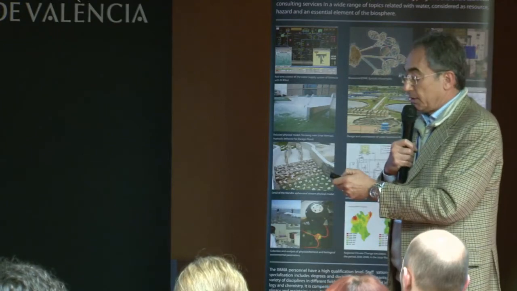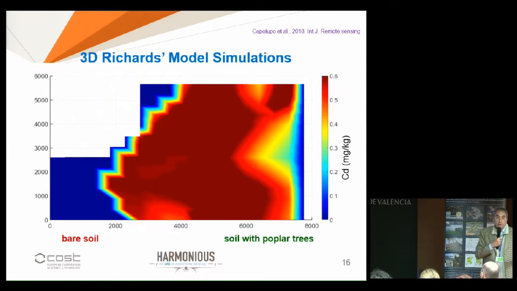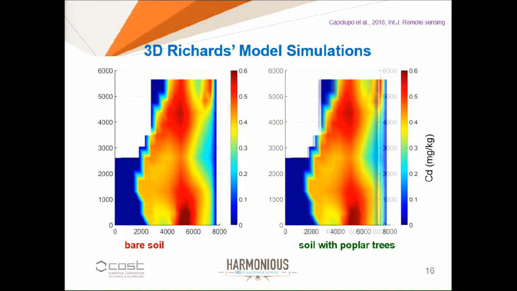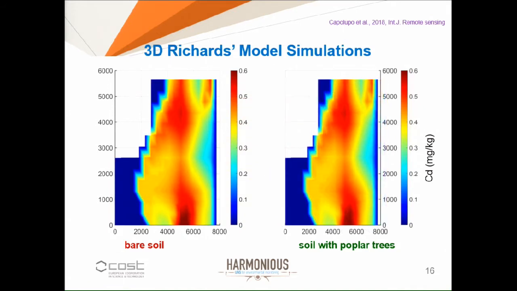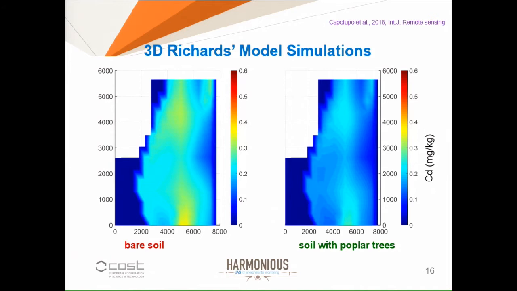So this gives you an idea of the use of a drone in this respect. And then we couple the 3D Richards simulation, and this is the initial condition of cadmium in the area. And this is what happened at your left. This is a bare soil. These are only simulations, and this is what happened to the cadmium concentration with soil with the poplars.